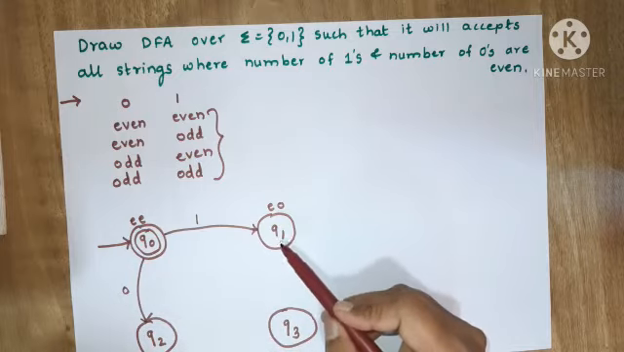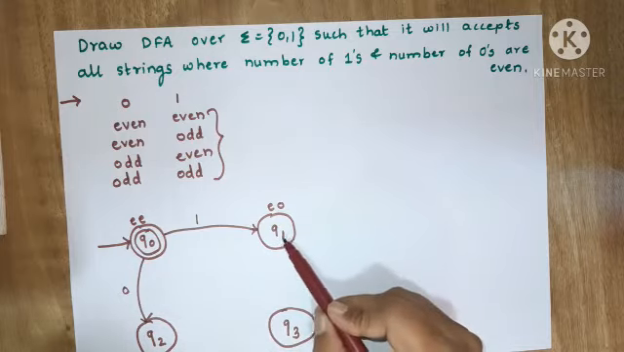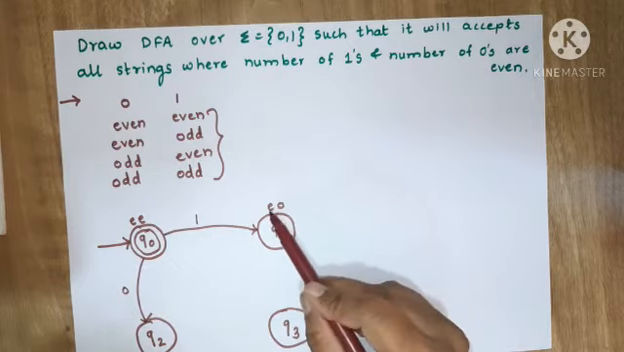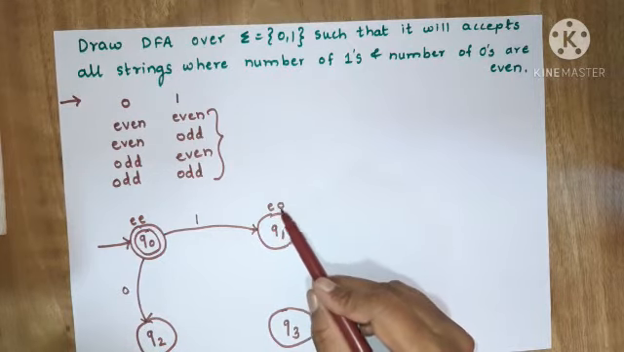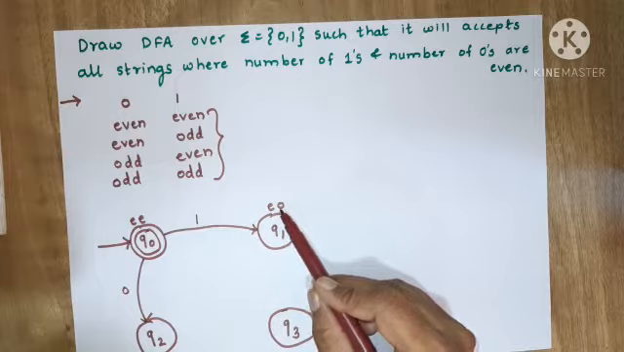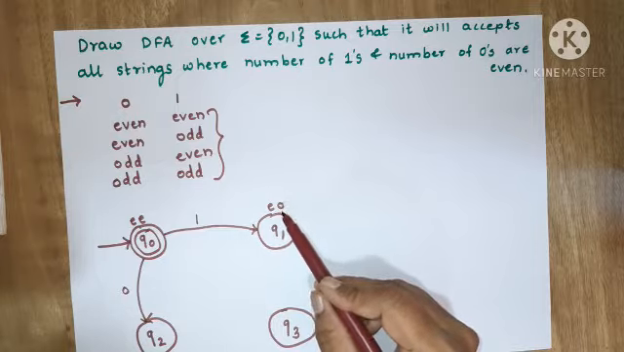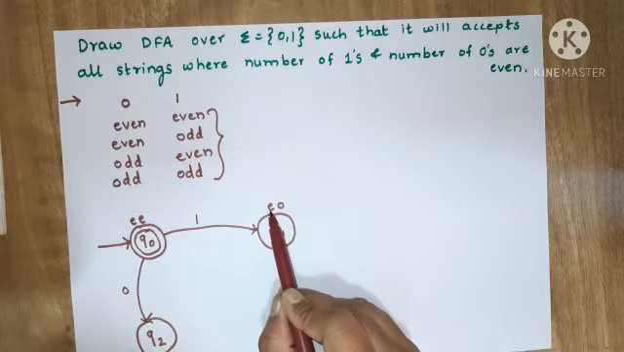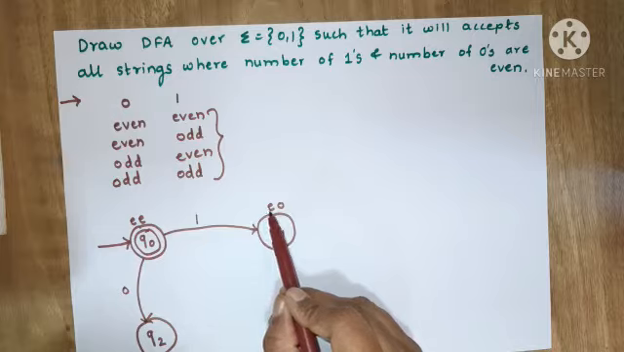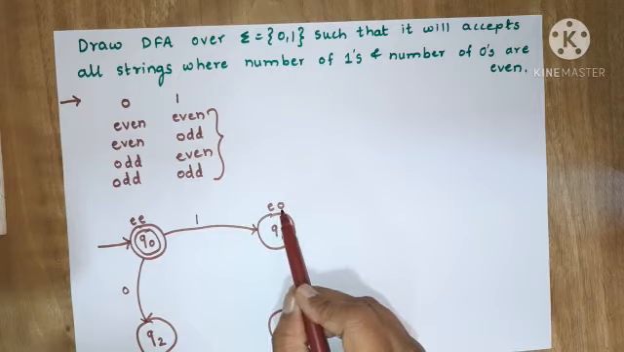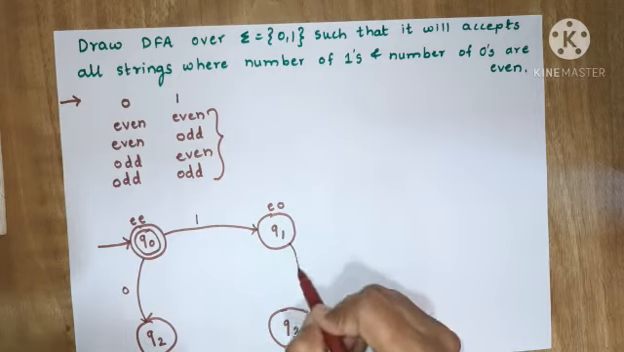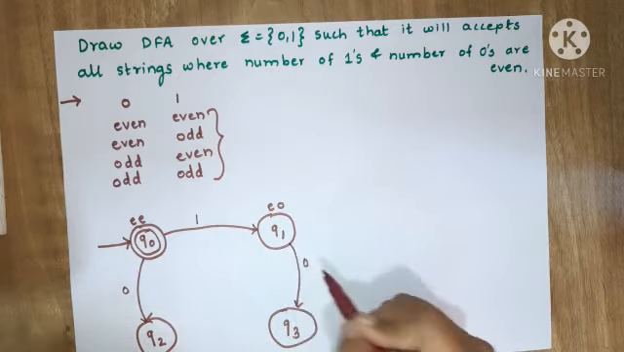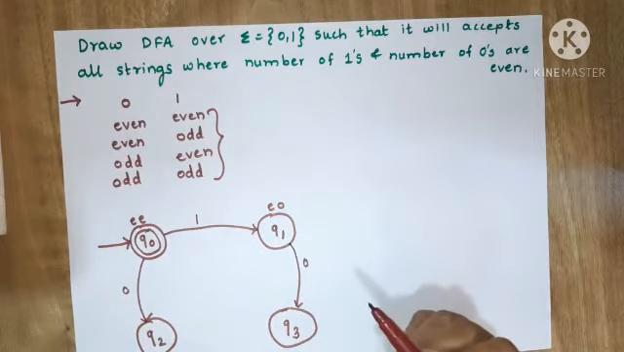Now we have to check Q1. Q1 state is representing what? Even number of zeros and odd number of ones. In this case, if I get one more zero, the number of zeros is already even, so the zeros will become odd, and my number of ones is already odd. So for 0, where will I go? To this particular state, that is odd odd.